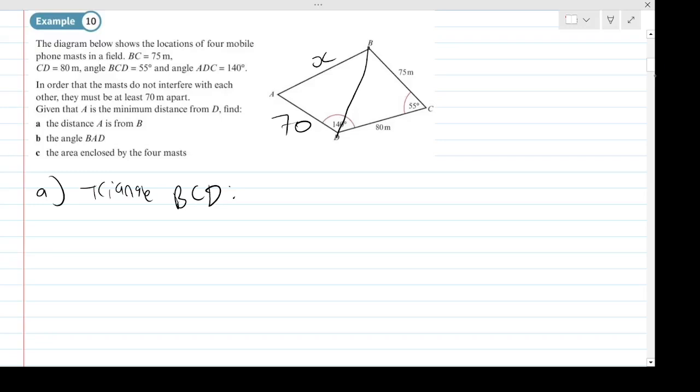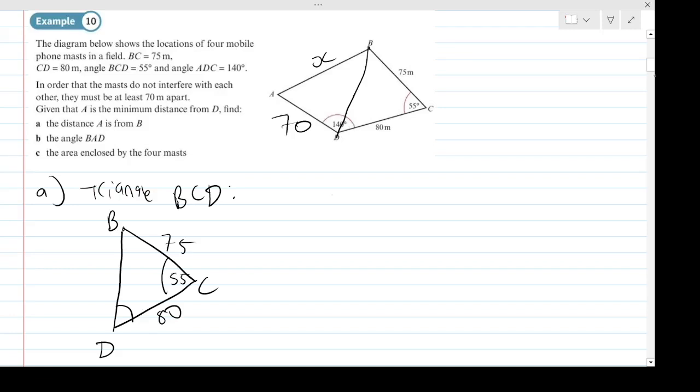So if I draw that, I have this particular type of triangle. So that's B, this is C, and that's D. I know this angle's 55, I know this side is 75, and that's 80. I don't know this angle. Obviously, you know the whole angle is 140.